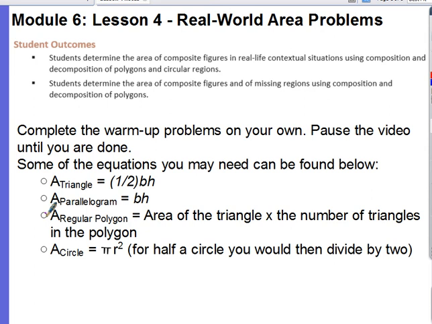Now within that, realize they've highlighted a triangle. So you're going to want to find the area of the triangle and then multiply it by the number of triangles that are in that polygon. Then we have area of a circle, pi r squared, but notice you only have half of a circle. So you're going to want to take the area of your circle and divide by 2. So go ahead and complete those warm-up problems and pause the video until you're ready to move on.